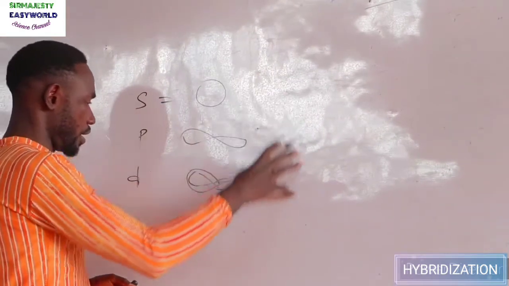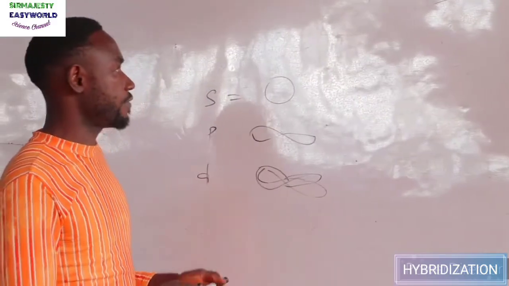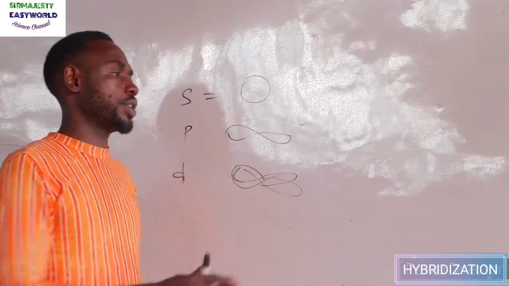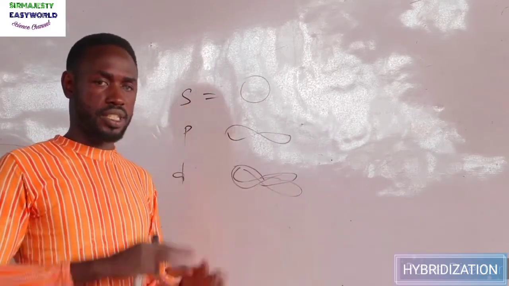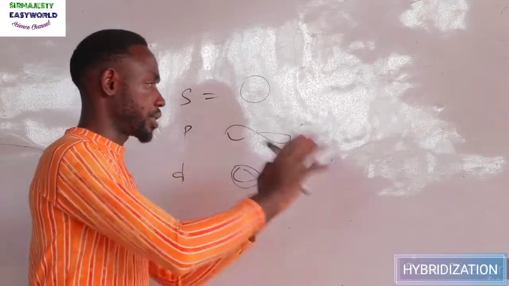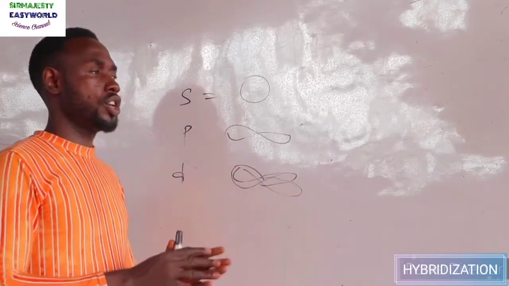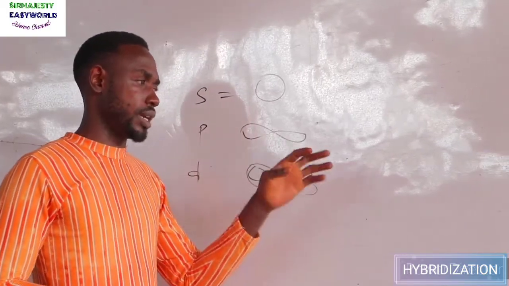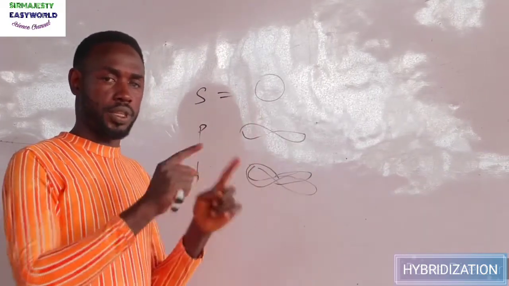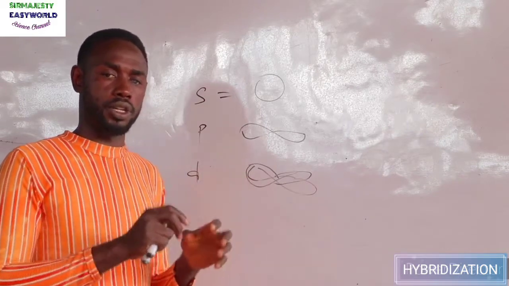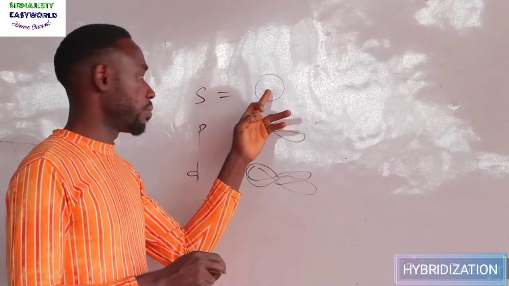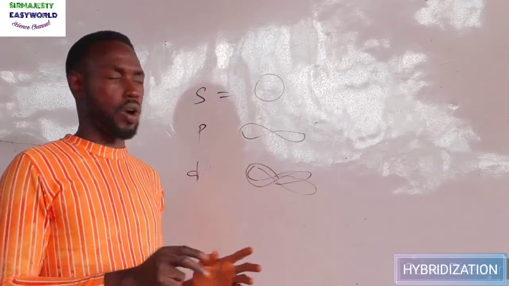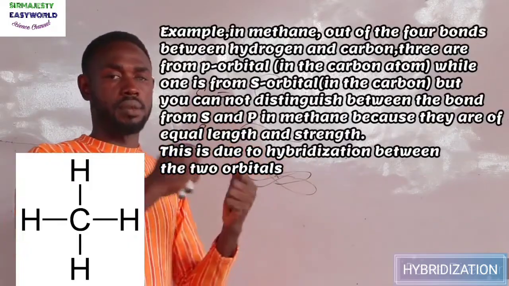If you come to an atom that has electrons found in orbitals of different shapes, you cannot use them in covalent bond formation until they are hybridized, until they are mixed to produce orbitals of uniform shape and energy. The main aim of hybridization is to ensure the formation of bonds of equal length and strength by different orbitals of different shapes, such that when you see a molecule containing a bond from s, a bond from p and a bond from d, you will not know the difference. They will be of the same length and equal strength.